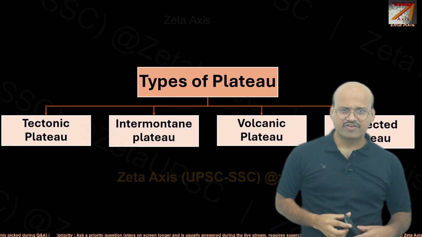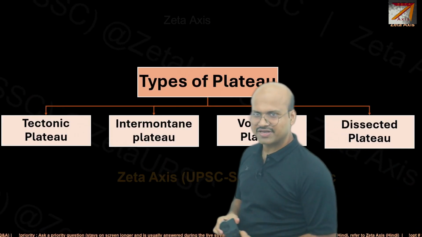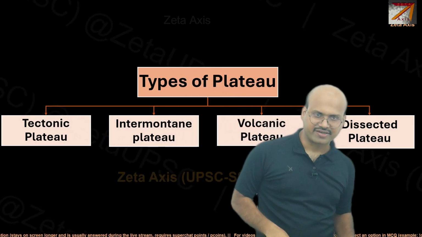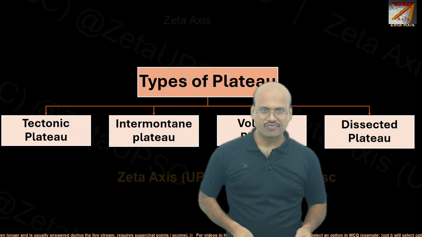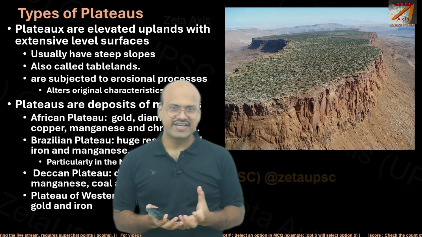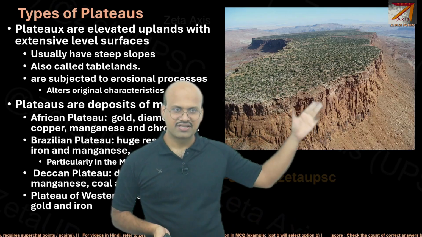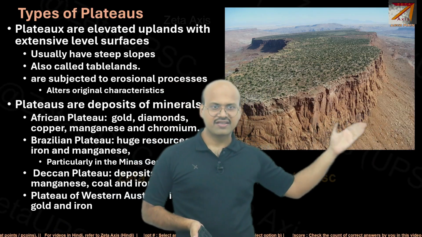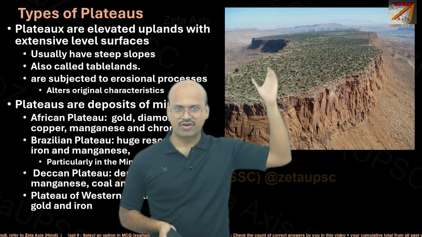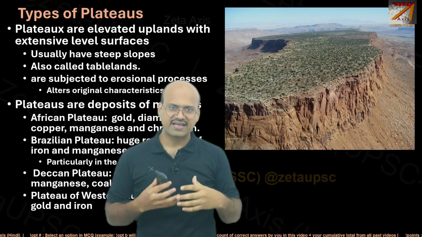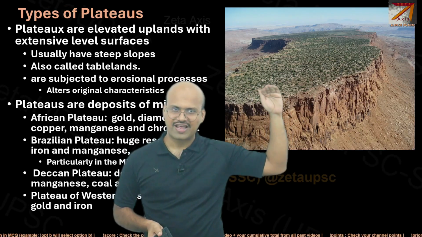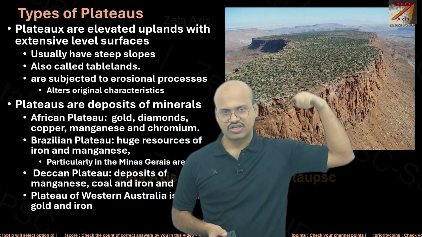Now let's see the types of plateau. The plateau can be divided into tectonic plateau, intermountain plateau, volcanic plateau and dissected plateau. So let's see each of them one by one. So what is a plateau? First of all, plateau is an elevated area. We can see here an example. This is the surrounding region, and this region has a flat top and it is elevated from the surrounding region. So unlike a hill, which generally does not have a flat top, a plateau will have a flat top, and that is what distinguishes it from a mountain.